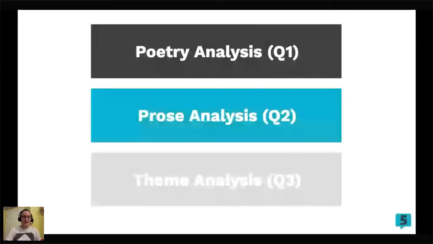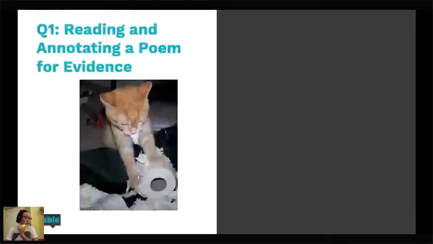There are different things. Some of you look for some of the same things with each of these, but there are some ways that you look at these differently. Poetry is going to be different from prose a little bit, so the kinds of evidence that you might find in these different types is going to be different. So you're reading and annotating a poem for evidence.